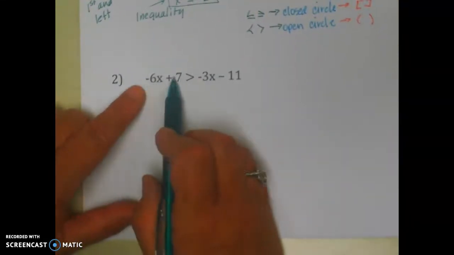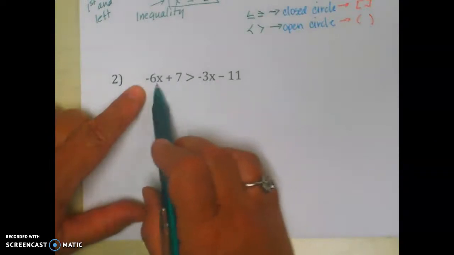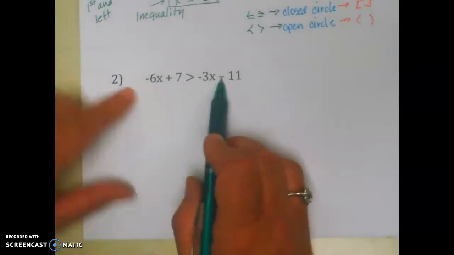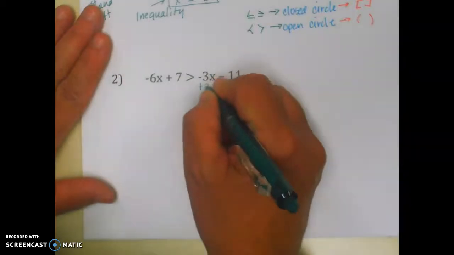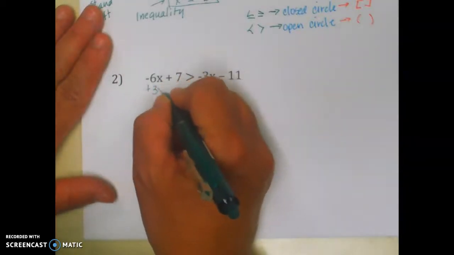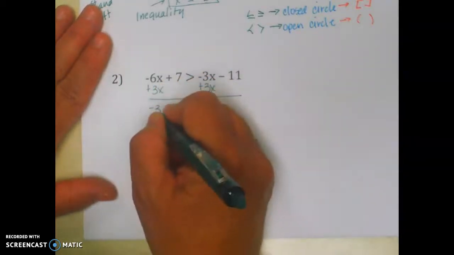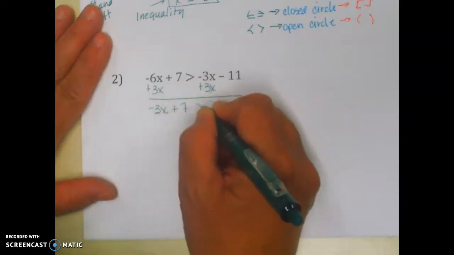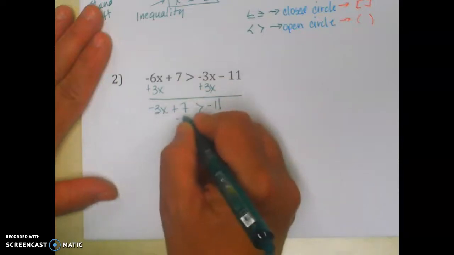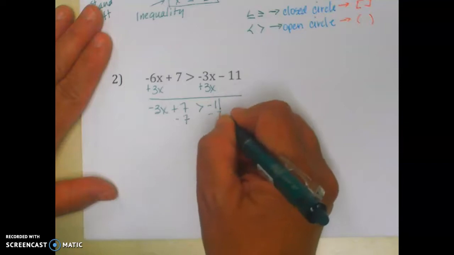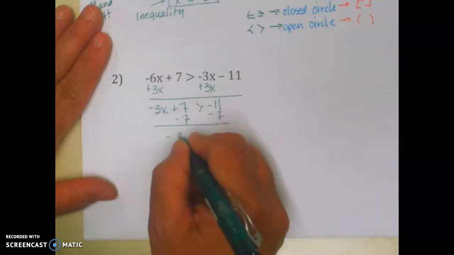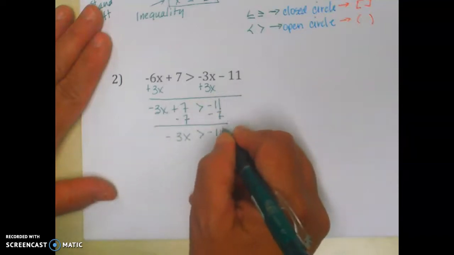Again, look, everything on this side simplifies as far as it can go. I cannot combine any like terms here or here. So now I'm going to move the variable first. I'm going to add 3x to both sides. You have negative 3x plus 7 is greater than negative 11. Subtract 7 from both sides. And I get negative 3x is greater than negative 18.